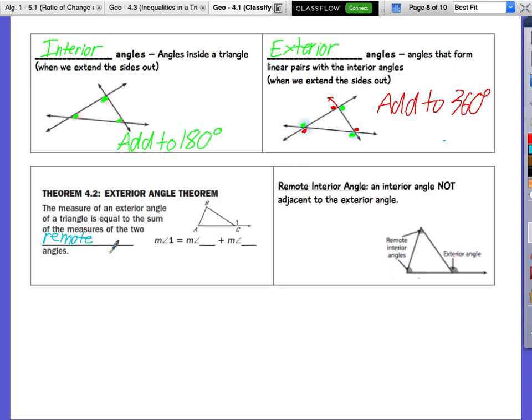And you can be away. So from angle 1, what two angles are away or not next to that angle in this triangle? A and B. Okay? Angle A and angle B are the ones away from angle 1. Angle C is right next to it.